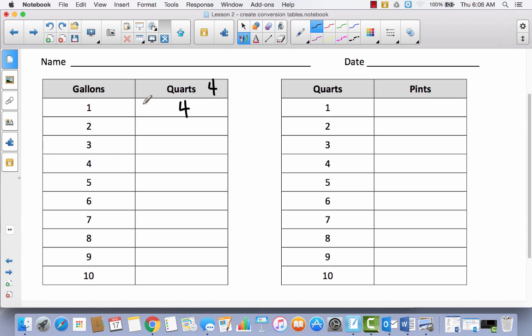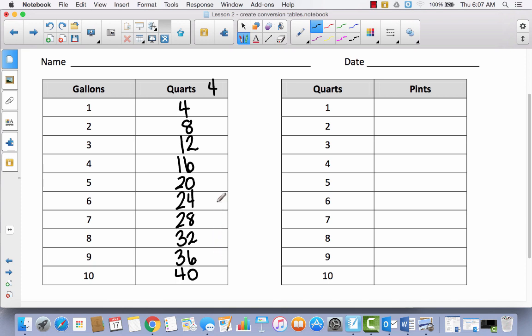So if there are 4 quarts in a gallon, how many are there in 2? Well, that would be 8. And then we would have 12 and 16. I want you to go ahead and finish in the rest. Okay, so hopefully you counted by 4s, and you have 20, 24, 28, 32, 36, until you got to 40.